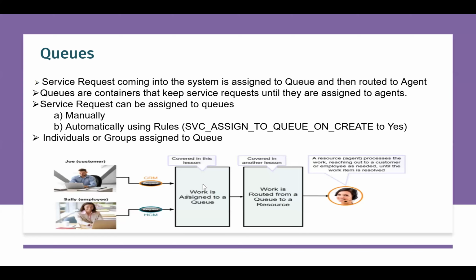So, the typical life cycle of the queue: an SR will be created, and it will be assigned to a queue, and from the queue it will be picked up. It can be picked up by an agent manually, or a manager can assign a service request from this queue to an agent, or there is auto assignment directly from the queues. So these are the options we have.